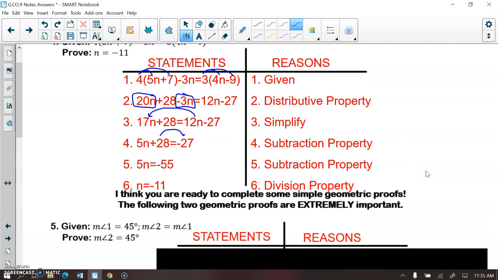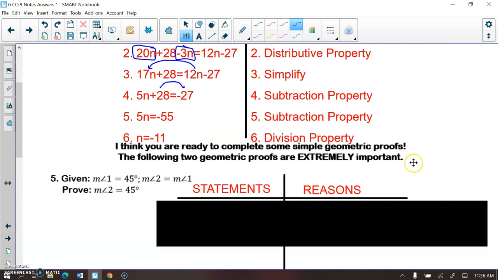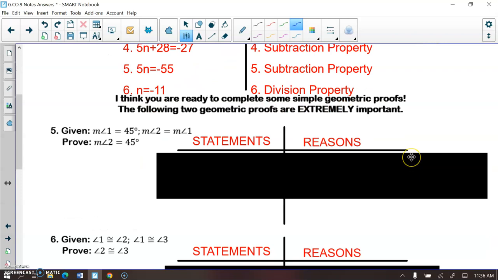Okay, so these are algebraic proofs. Quite simple because we've already learned how to solve equations. So it just flows logically, based on how we solved algebraic equations in the past. But now we're going to get to some geometric proofs. We're going to start with some simple ones. But the first two proofs are actually really important for you to understand, and there's a lot of information that I'm going to be stating that you do need to grasp.